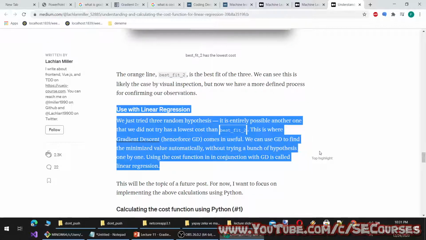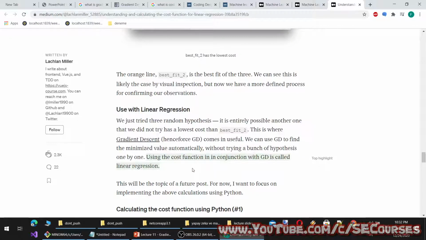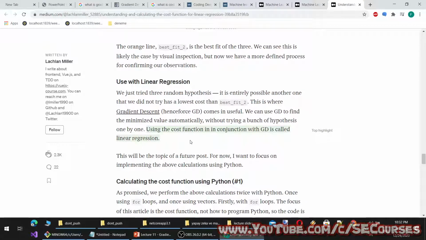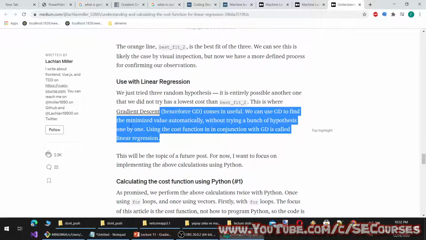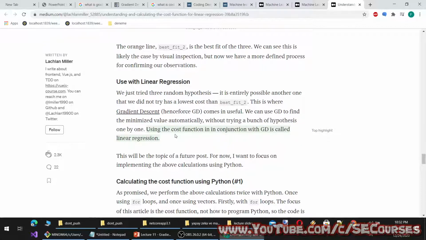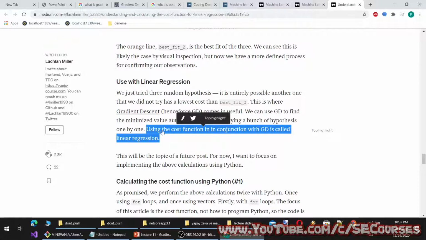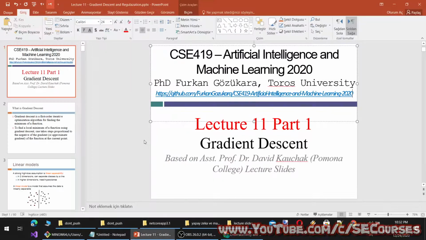With linear regression, we just tried three random hypotheses. It is entirely possible another one that we did not try has a lower cost than best_fit_2. This is where gradient descent, henceforth GD, comes in useful. We can use GD to find the minimized value automatically, without trying a bunch of hypotheses one by one. Using the cost function in conjunction with GD is called linear regression. Okay, this is important.